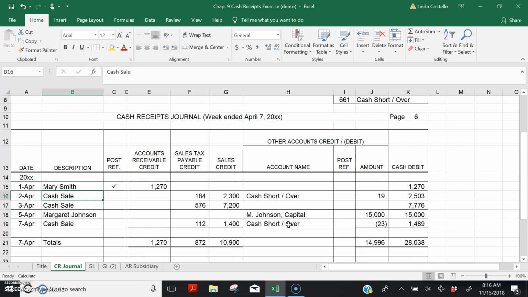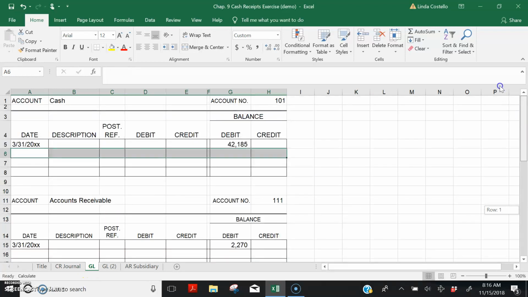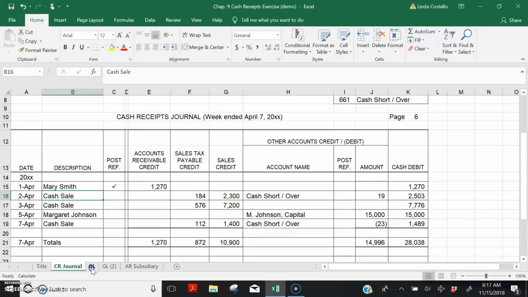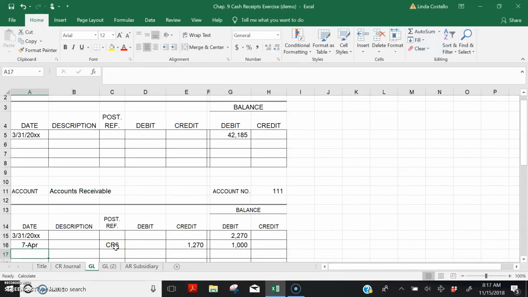Let's get started. We're going to post this accounts receivable credit to the general ledger account for accounts receivable. Turn to general ledger account 111, accounts receivable. Date, April 7th, the last day of the week. Leave the description blank. Posting reference column is the journal page where the amount was originally recorded, CR6 in this case. Credit 1,270, leaving a debit balance of $1,000 in the account.